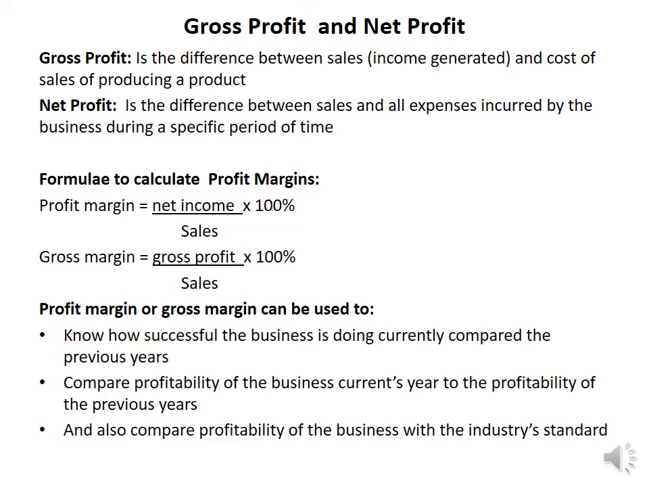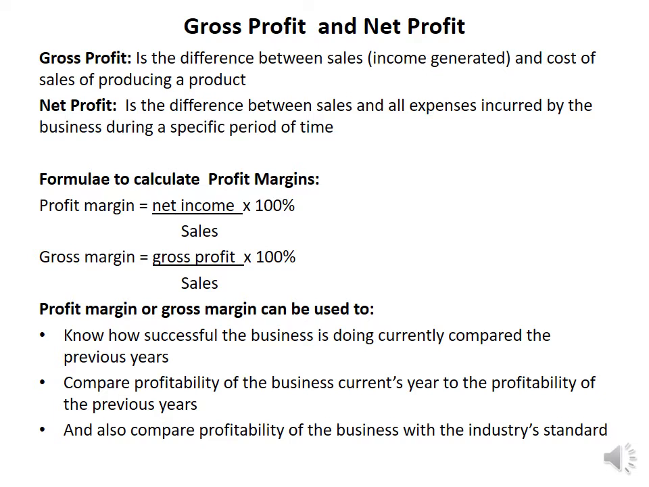Then the net profit is the difference between sales and all expenses incurred by the business during a specific period of time. So which means that the sales and all expenses incurred at a certain period of time are called the net profit. For you to be able to calculate the gross profit and the net profit, you need to know the formula to calculate the profit margin and the gross margin.